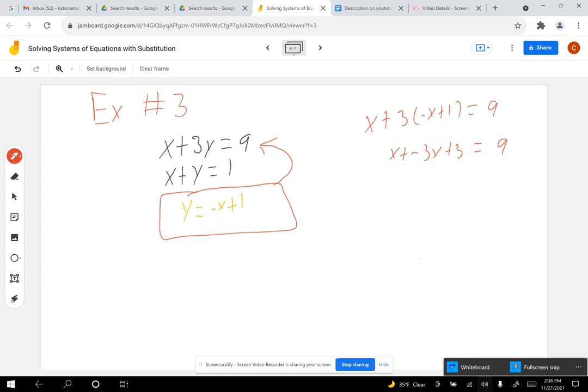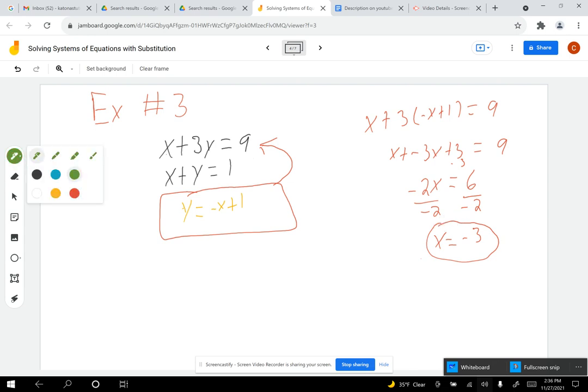Now I'm going to simplify and combine like terms. X plus negative 3x is negative 2x. I subtract 3 from both sides, just so you see. Negative 2x equals 6. Then I'm going to divide by negative 2. And x equals negative 3.